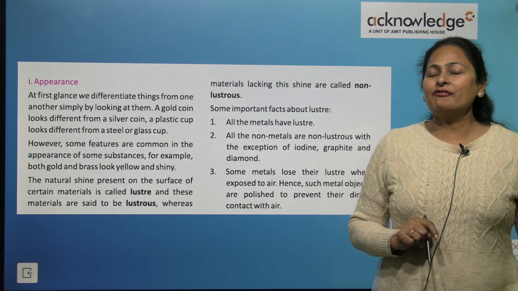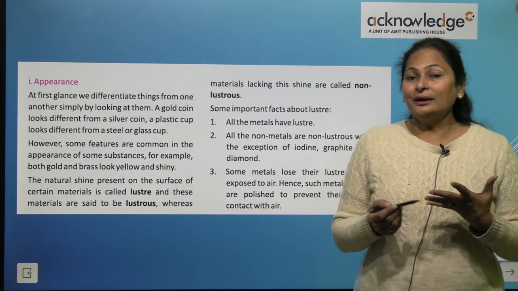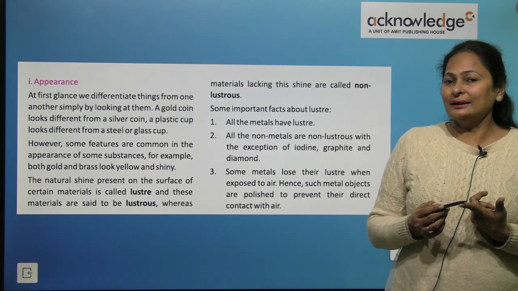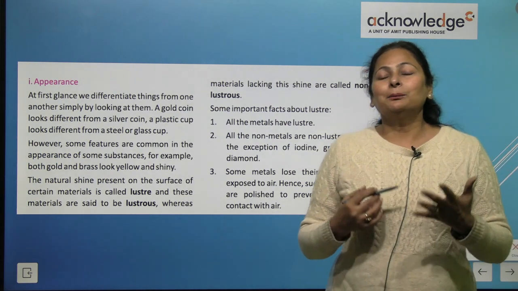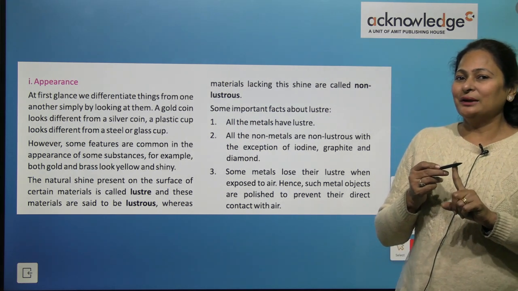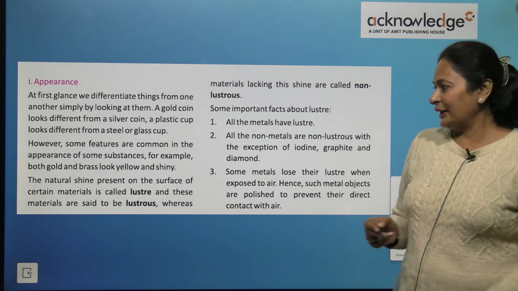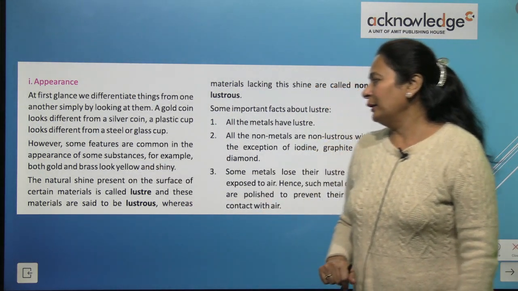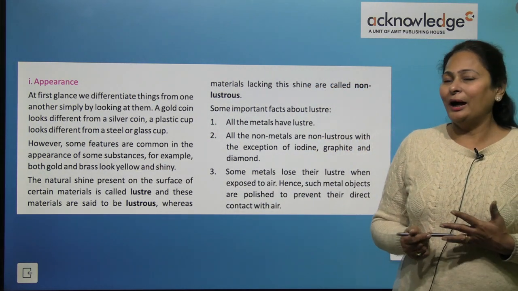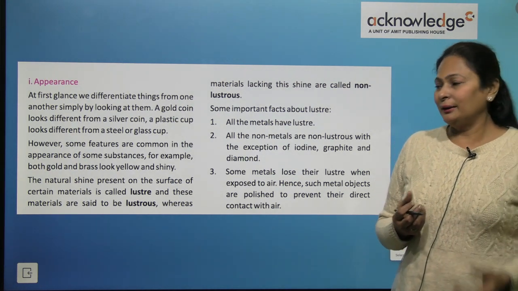We are just identifying them with their appearance, right? Gold is golden in color, silver is silver in color, and the properties are again different. But gold is golden in color and brass is also golden in color, right? For example, gold and brass look yellow and shiny. They have shine in them, right?